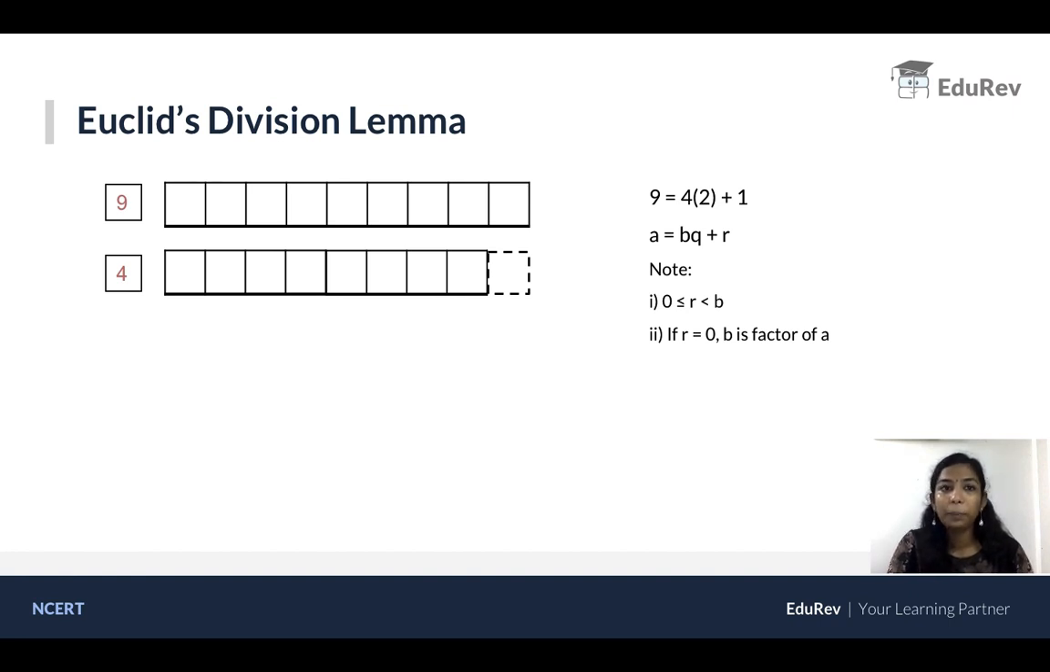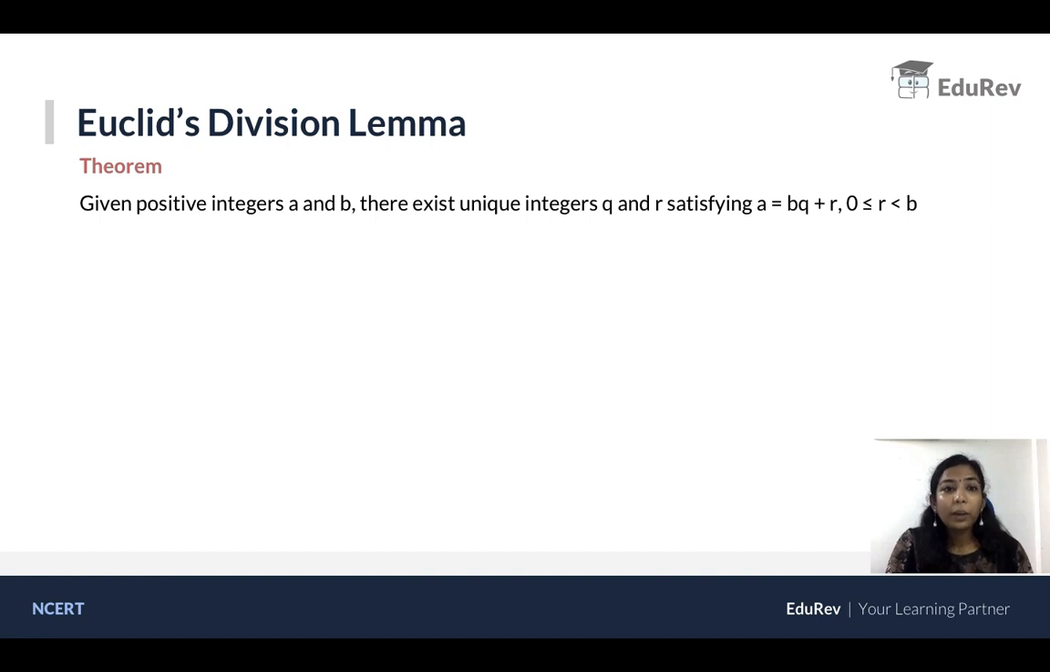I'm moving on to the definition now. Given positive integers A and B, there exist unique integers Q and R satisfying A is equal to BQ plus R, where R is greater than or equal to 0 and less than B. Exactly what we got in the previous slide. Another way of representing it: I divide the number A by B and my quotient turns out to be Q. I multiply these two, write that number here, and subtract it from A, and I get the remainder value R.